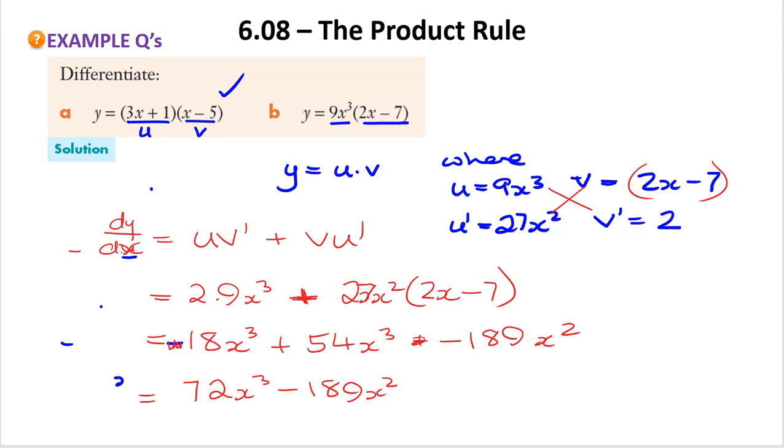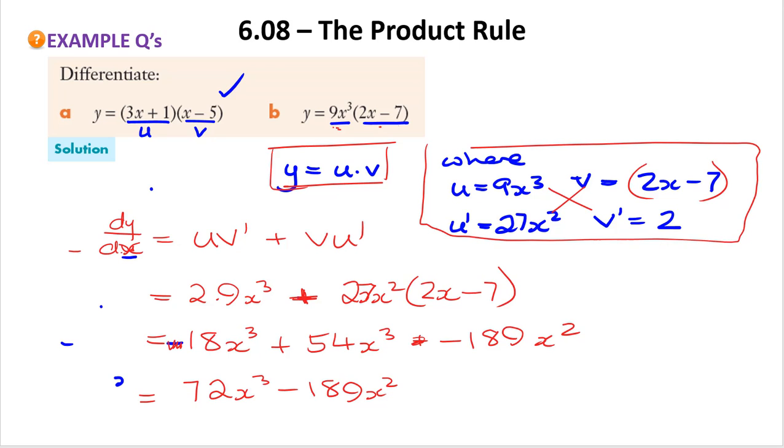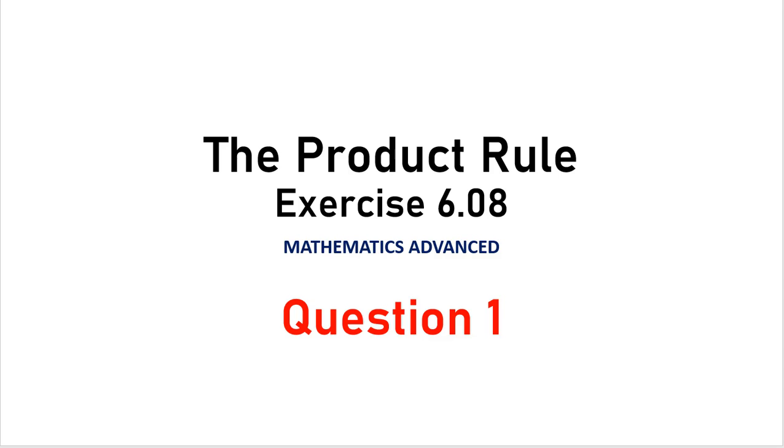The key thing here with the product rule is starting off recognizing that you've got two functions multiplied together. Okay, that means I'm going to use this product rule. Do your setting up, so you get your u and your v, and you just differentiate them, and then bring them back, combine and simplify. Let's go to exercise 6.08 and have a look at question 1, A, B and C, and question 2.